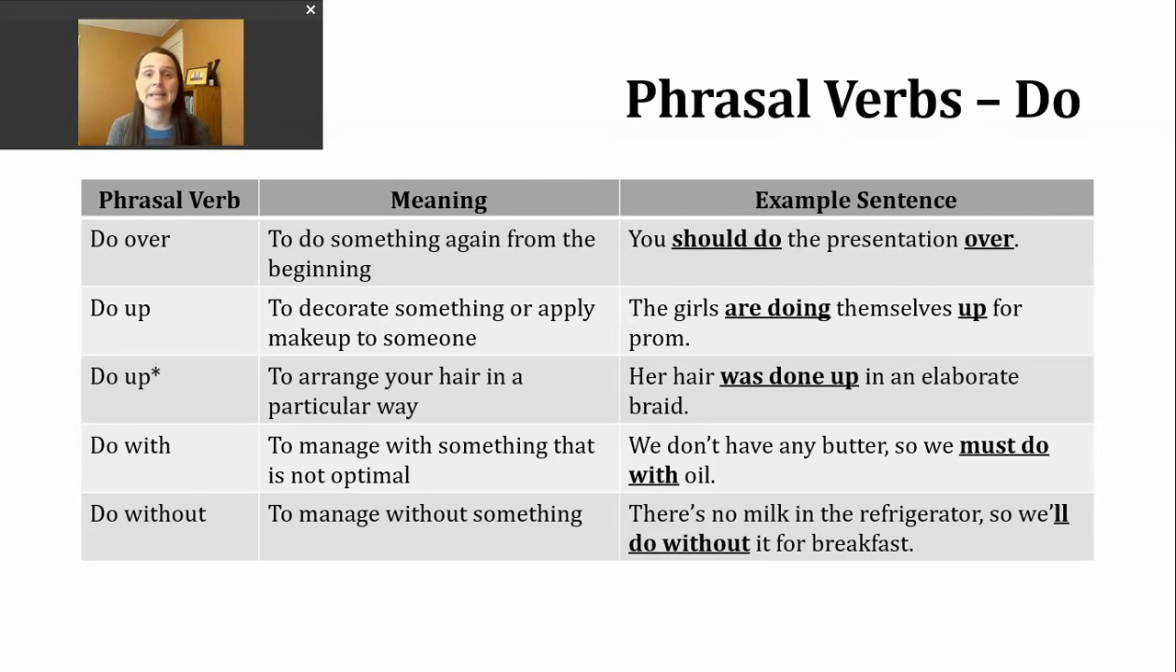Here there might not be a substitute. So if you're used to drinking a glass of milk at breakfast, perhaps you'll have to have orange juice today. That's one way that you might hear that used.